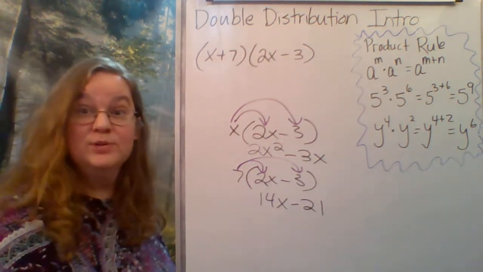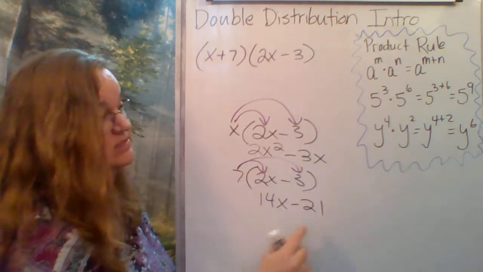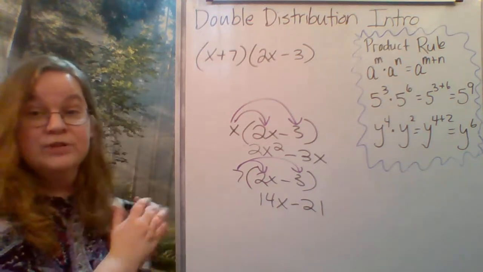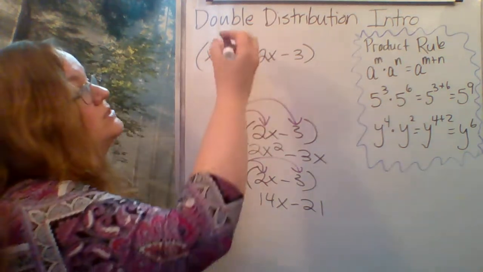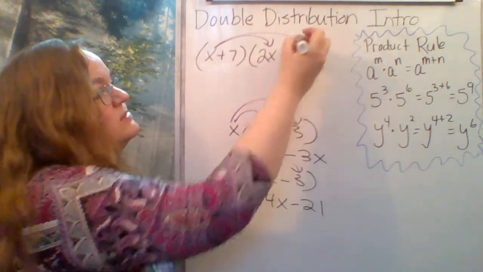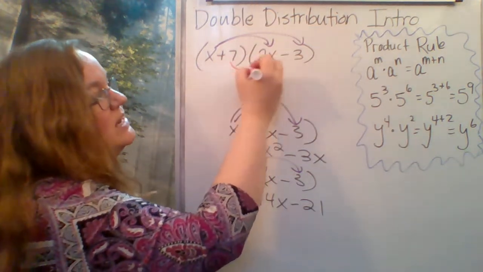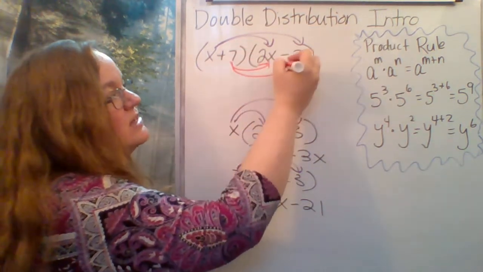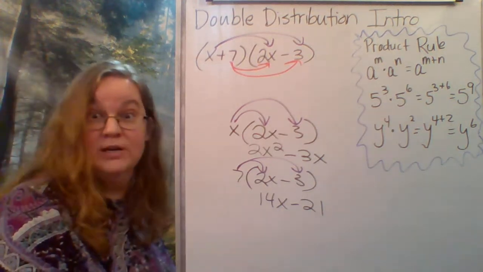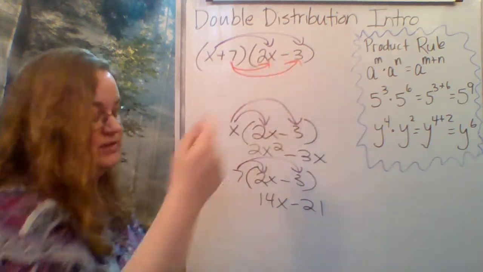So again, that's what it would look like when I distribute if I did just x times this and 7 times this. Well, when you do double distribution, that really is what you're doing. You're just doing it in the same problem. So I would be doing x times 2x and x times 3, just like I did, and I would be doing 7 times 2x and 7 times minus 3. So I'm just double distributing. So each term here has to be multiplied by each term on the other one.